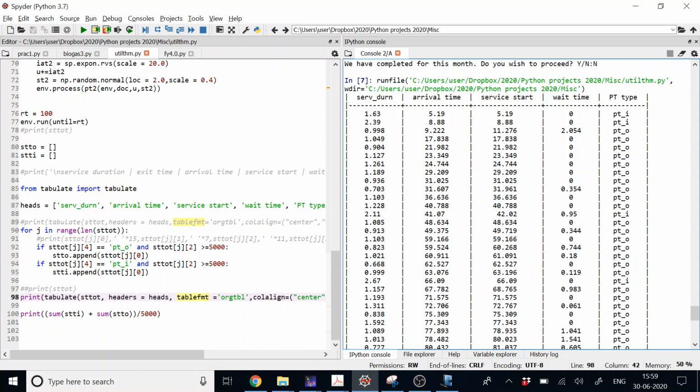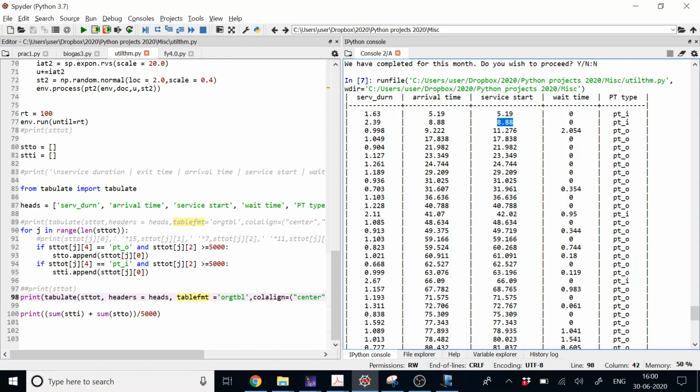The second patient arrives at 8.88. Now, the first patient's service duration is only 1.63 minutes. So the service actually finishes at 5.19 plus 1.63. That is the service end time, which I have not noted here. So the service start of the second patient can start when they arrive, at 8.88.